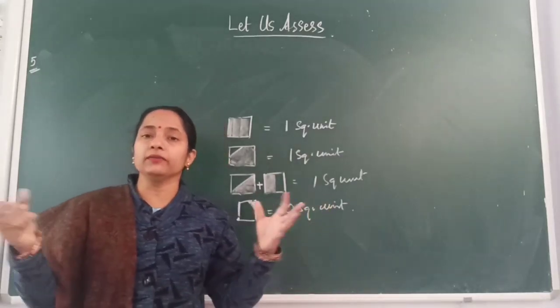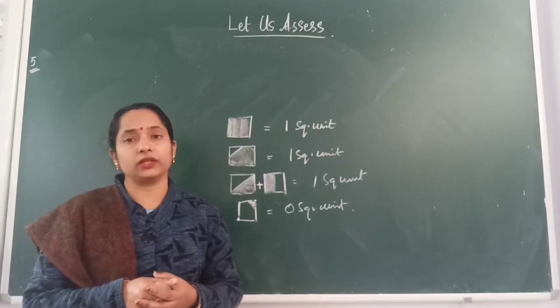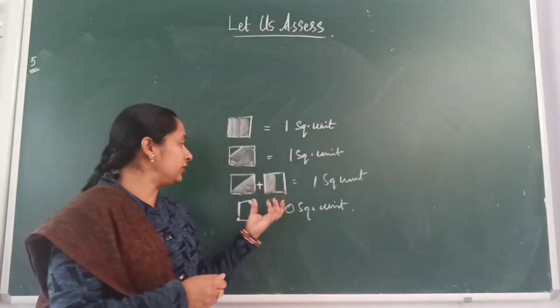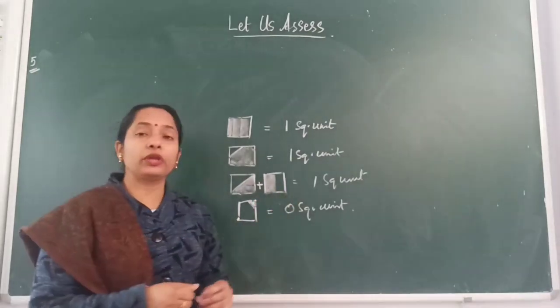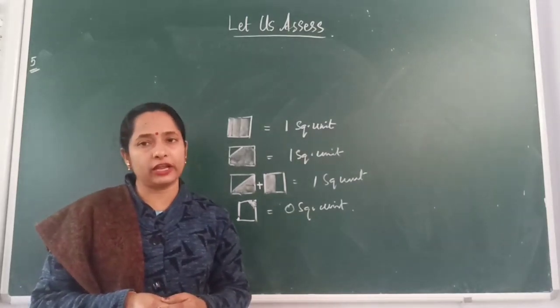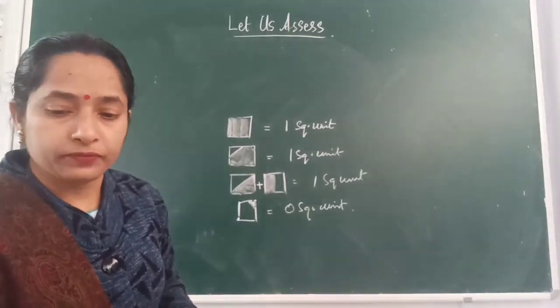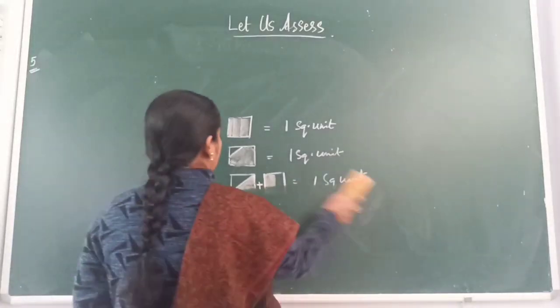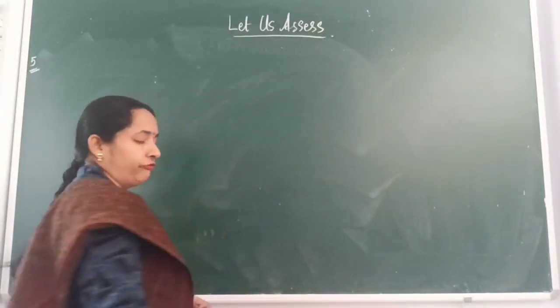So by adding the number of grids that are shaded, you can find the area of these irregular shapes. Okay, so this one also you do. Now let us come to question number 5.